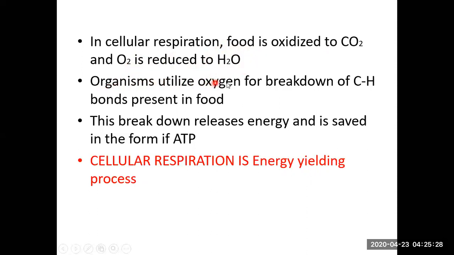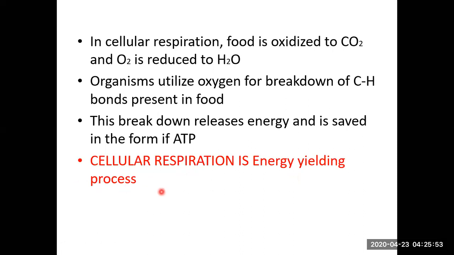Organisms utilize oxygen for the breakdown of C-H bonds which are present in food in the form of sugars, proteins, lipids and carbohydrates that we take in as our food. This breakdown releases energy, and this energy is saved in the form of ATP. Yes, kids, cellular respiration is an energy yielding process.